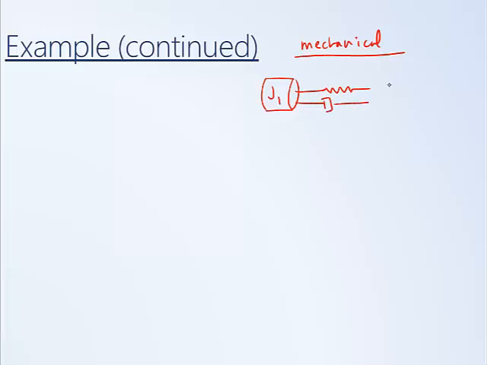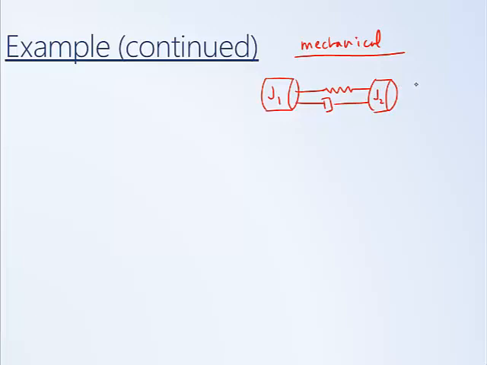Moving to the next slide, we'll now go ahead and generate the equations of motion for the mechanical portion of this system. And so in this case, we have the inertia of the motor, the rotor, and it's connected via a rotational spring and a rotational damper to the other inertia, J sub 2.